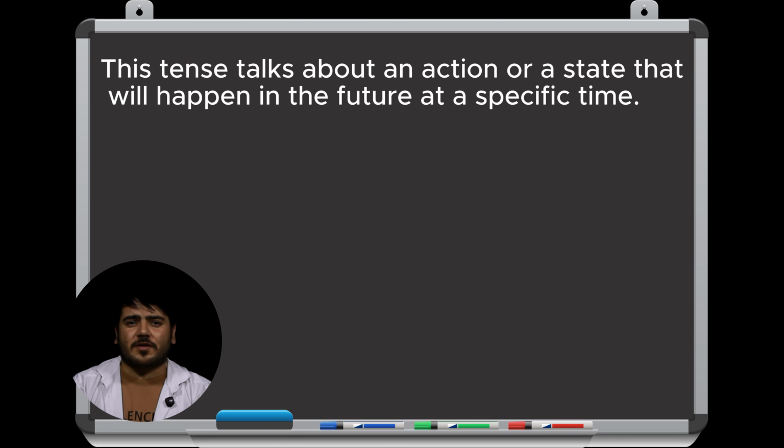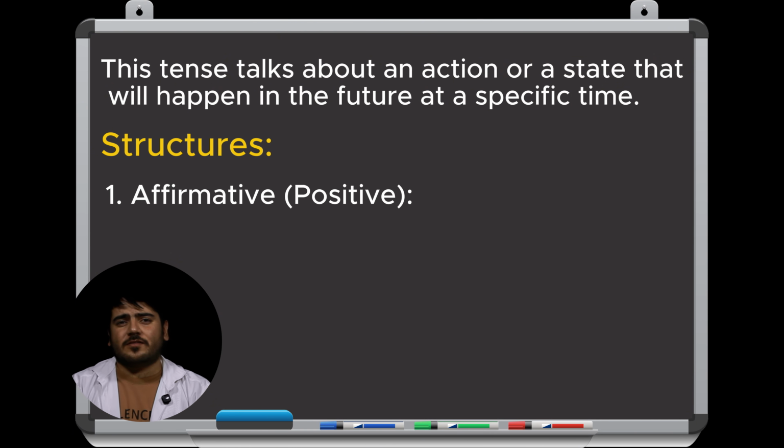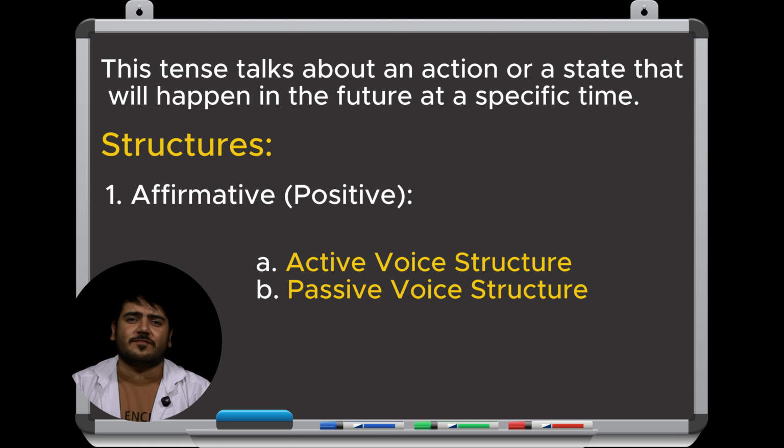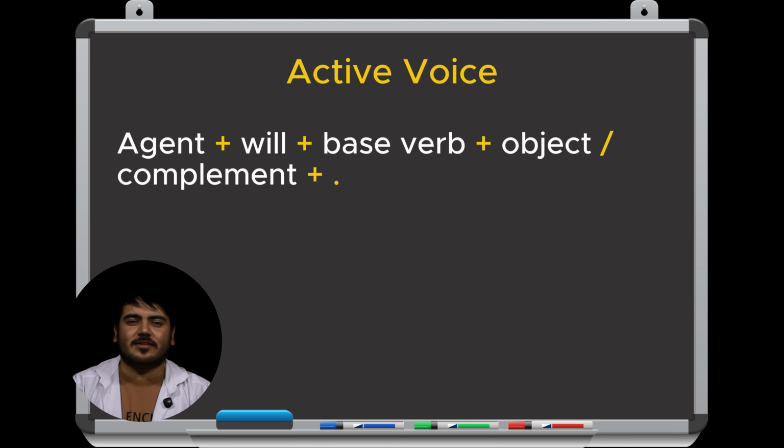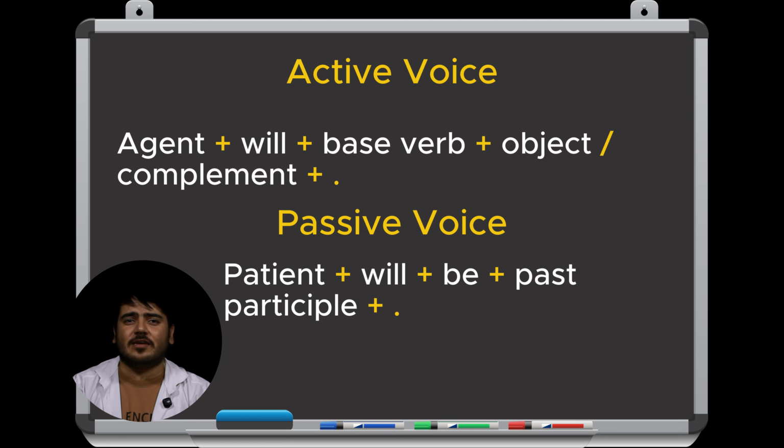This tense talks about an action or a state that will happen in the future at a specific time. Its structures, to begin with affirmative, it is divided into two, active and passive. To start with the first one, active voice. We start with agent, then will, base verb, object or complement. And in passive, we start with patient, will, plus be, plus past participle.